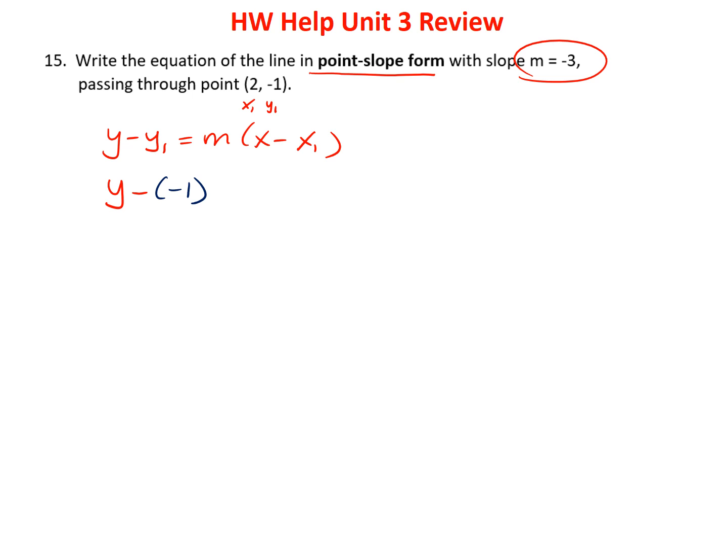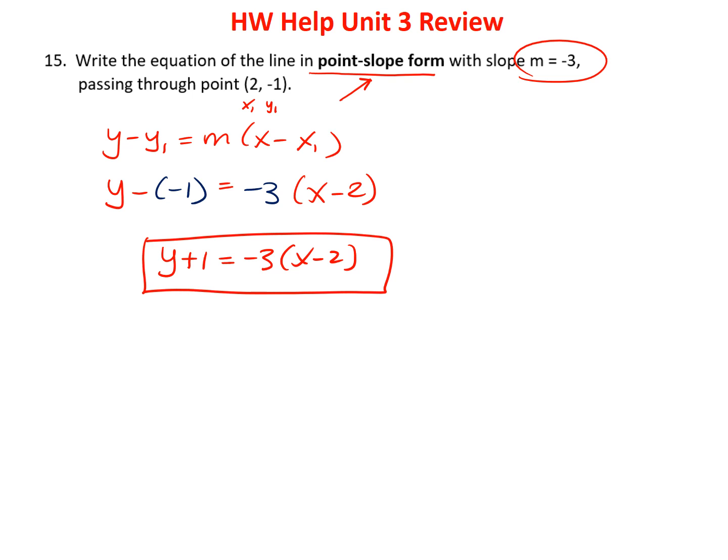So all we have to do is plug those in, and we get y minus, and our y1 is -1, so just be careful here. And then that equals our slope, and our slope was -3, times x minus, and here we have 2. So the only thing we need to change is y minus -1 becomes y plus 1 equals -3 times x minus 2. And since it told us to leave it in the point slope form, we can leave it just like that, and that's our answer.